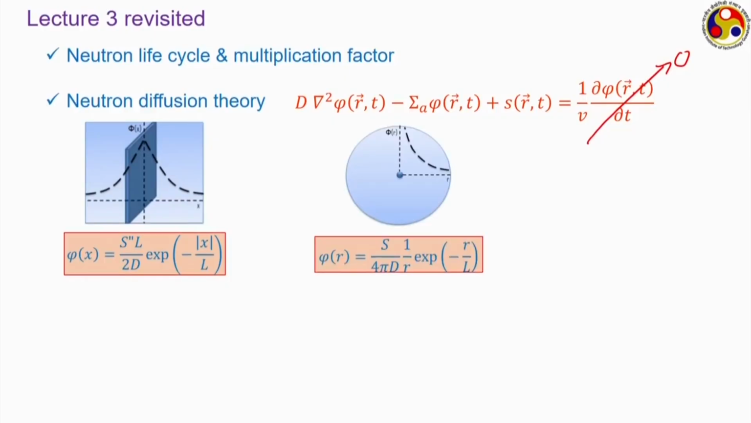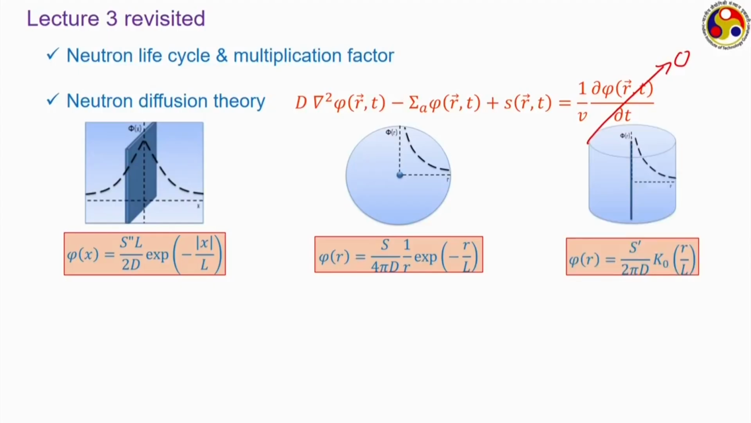Then we went to the second condition, where we had a point source of neutrons. This being a point source, it is capable of emitting neutrons in all possible directions over a sphere. So, we used the spherical coordinate system and got this particular distribution of neutron flux. Here S represents the source strength, that is the number of neutrons emitted per unit time by this point source.